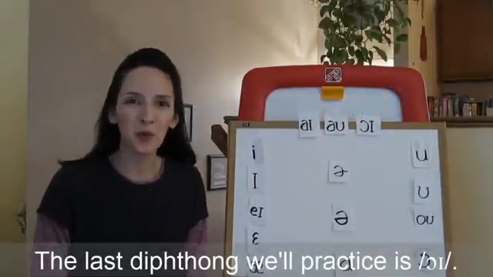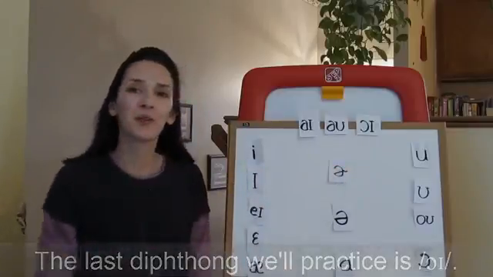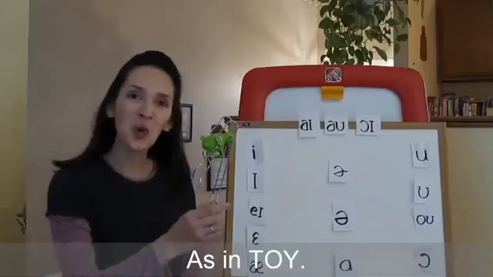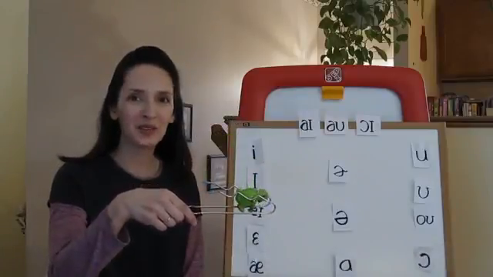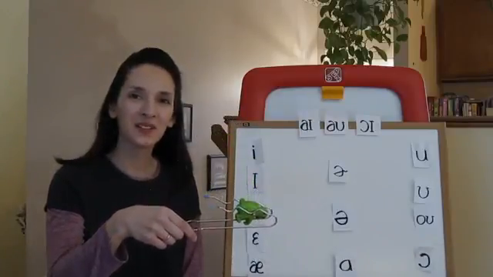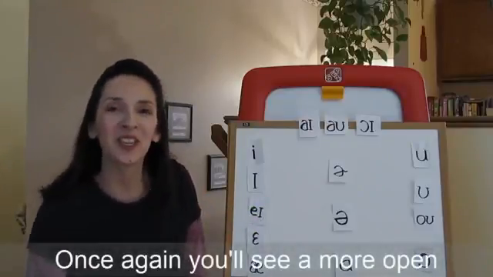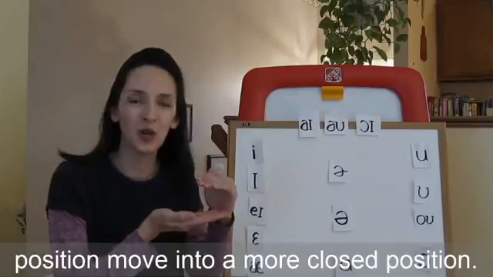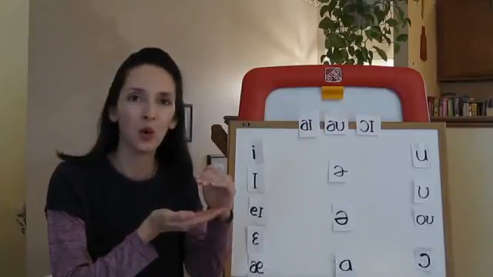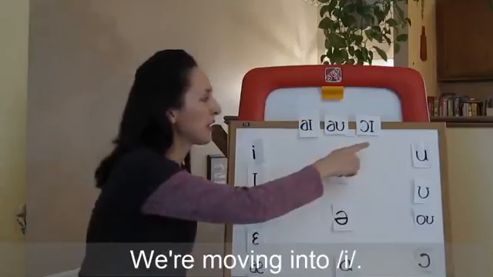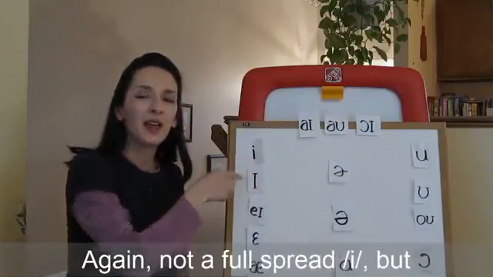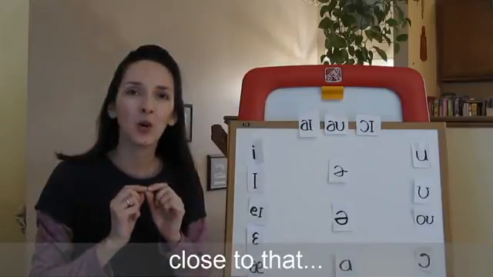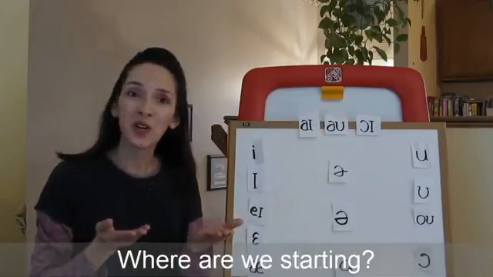The last diphthong we'll practice is oi. Oi, as in toy, toy. Once again, you'll see a more open position move into a more closed position. Oi, oi. We're moving into E. Again, not a full spread, E, but close to that. Oi. Where are we starting?